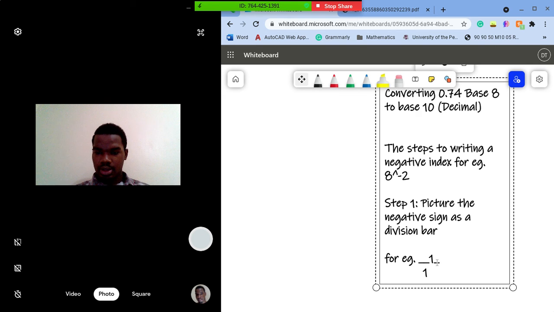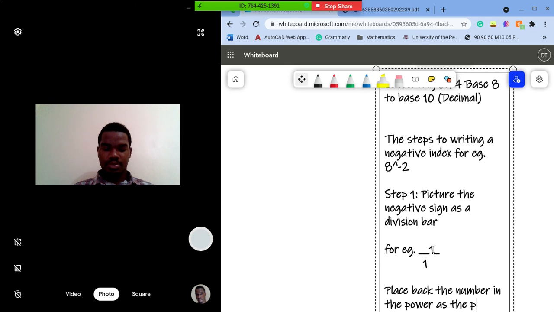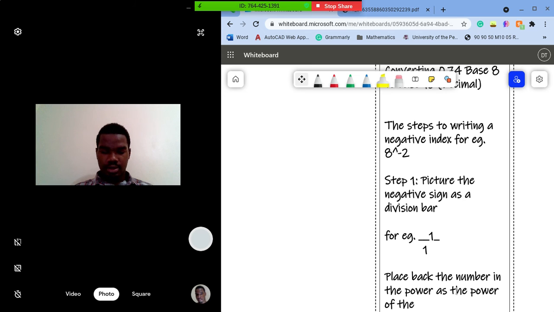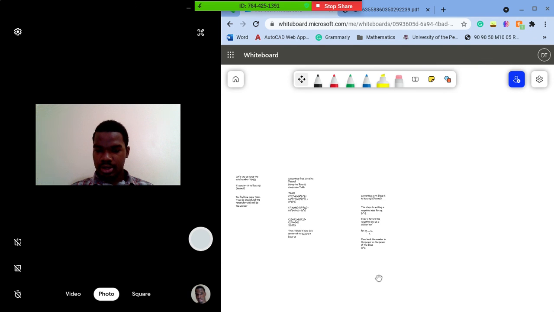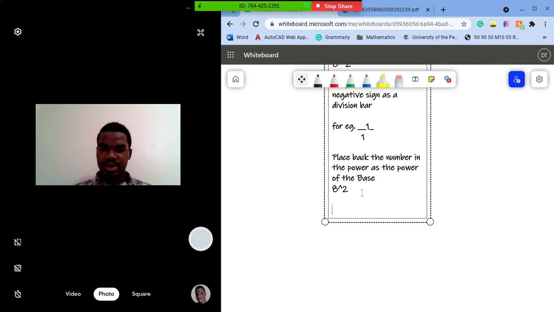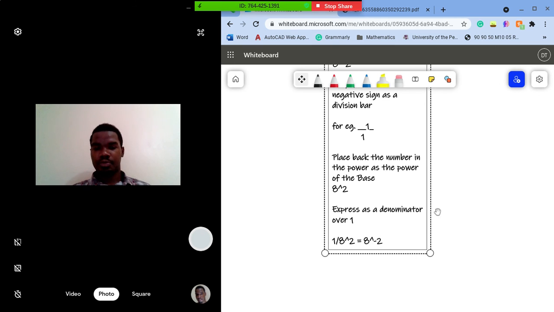Okay, then the next step is going to be place back the number in the power as the power of the base. So we're going to have 8 to the 2 now. And then the final step, express as a denominator over 1. So 1 divided by 8 to the 2 is the same thing as 8 to the negative 2.